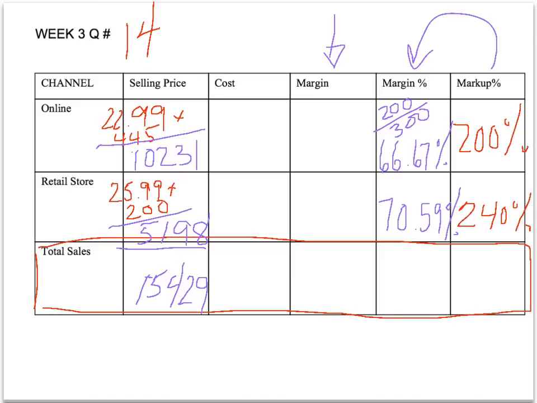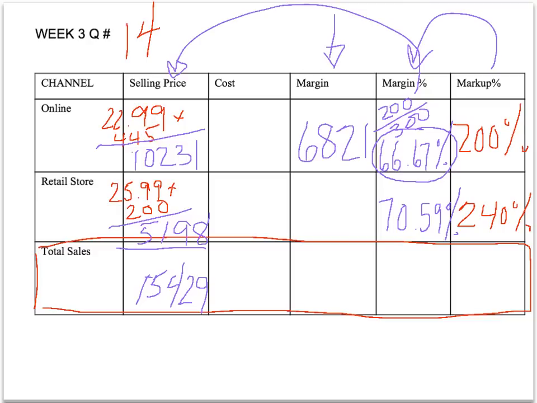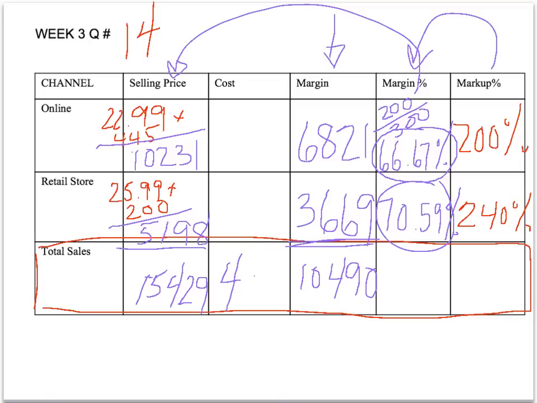70.59%. Okay, so calculating our margin then becomes a matter of just multiplying our margin percentage by our selling price to get our margin in dollars of 6,821. And the same for below, when we multiply your margin percentage by 5,198 for a total of 3,669 for a total margin of 10,490.